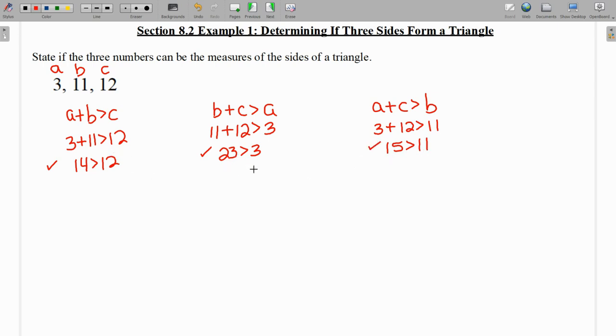So because all of these inequalities do make true statements, it means that every one of these criteria is going to be met. And so the numbers 3, 11, and 12 make a triangle.